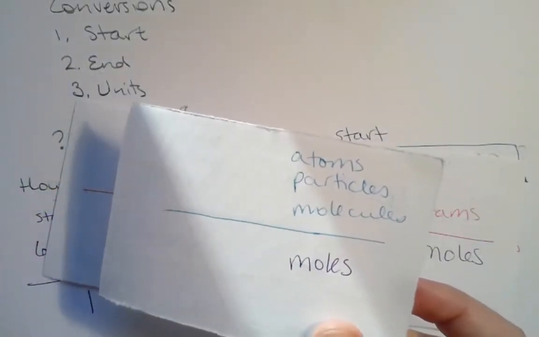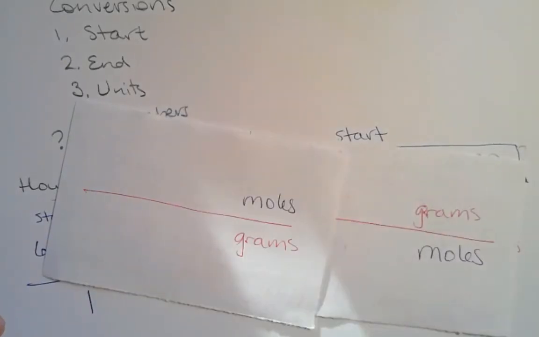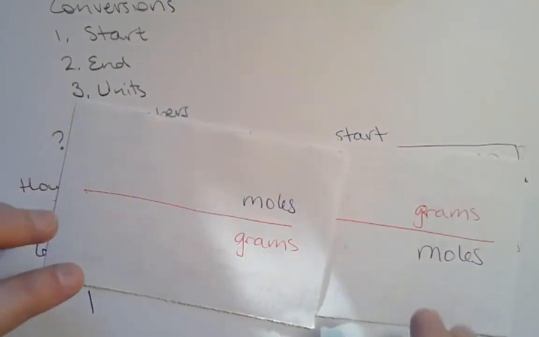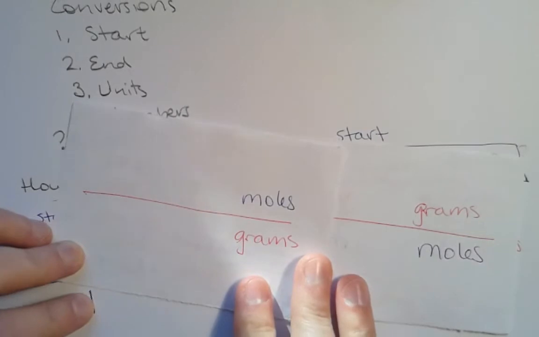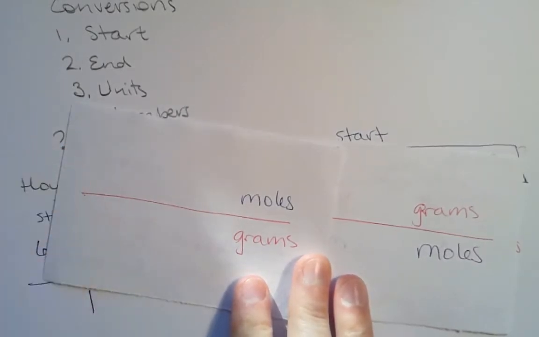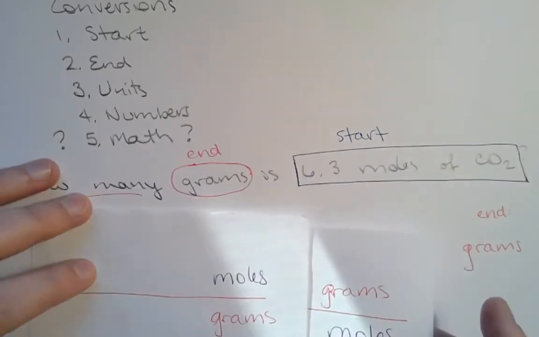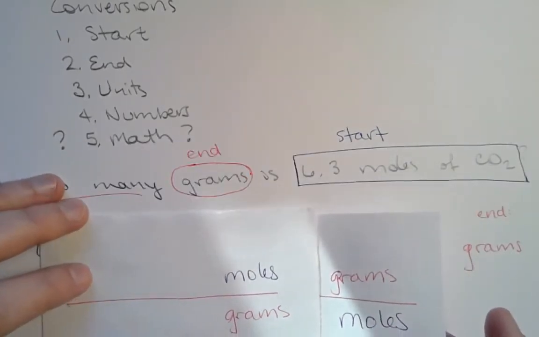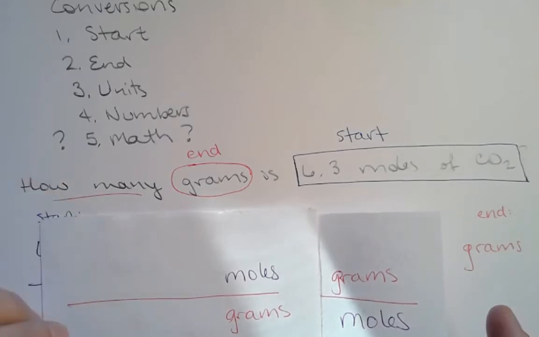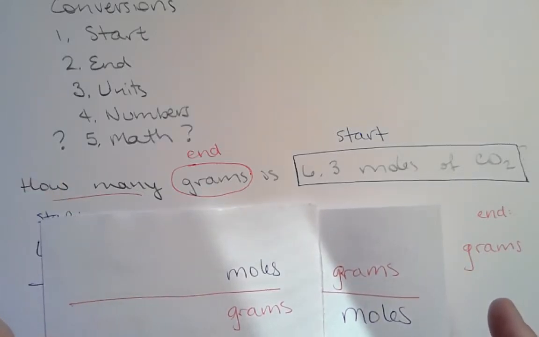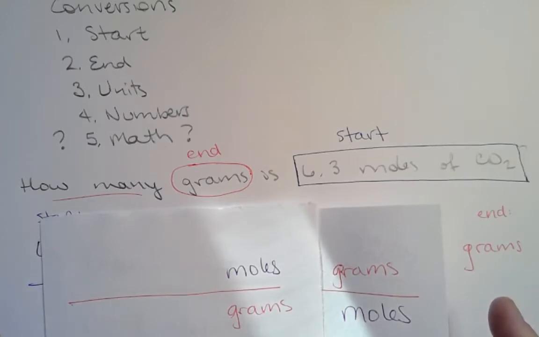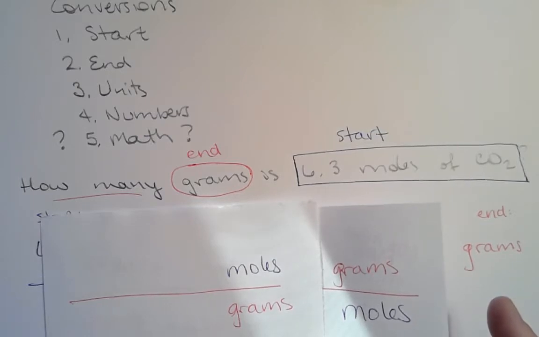Atoms and particles and moles? Nope, that's a different conversion. Okay, so here are 2 flashcards with the units of grams and moles on them, and let's figure out which one we want here. We want to end with grams, and we want to start with moles. So the unit that you're ending with, you want on the top of the fraction of the conversion. So find where your ending unit is on top, and your starting unit is on the bottom.